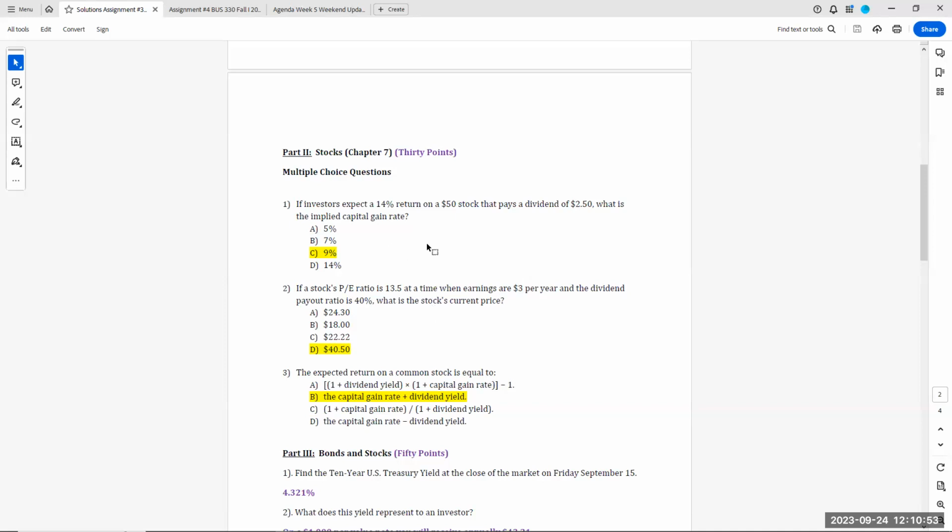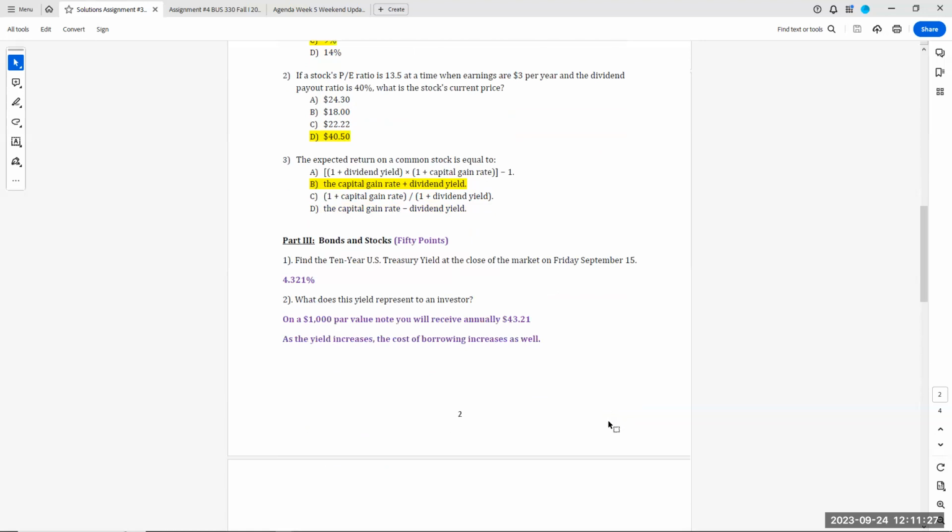Basically, some of us had a little bit of difficulty in number 1. If an investor expects a 14% return, the stock is $50 and the dividend is $2.50. Well, the dividend $2.50 of $50 is 5%. So if they're getting a yield of 5% and they want a return of 14, that means the capital gain rate must be 9%, because as indicated down here in question 3, the expected return on a stock is the combination of the capital gain rate and the dividend yield.